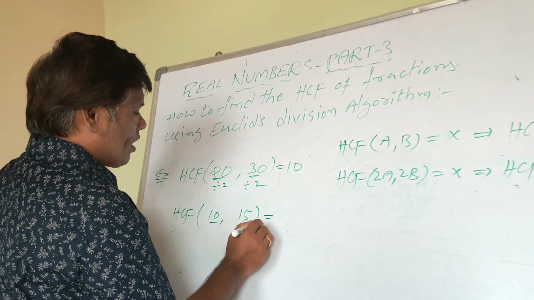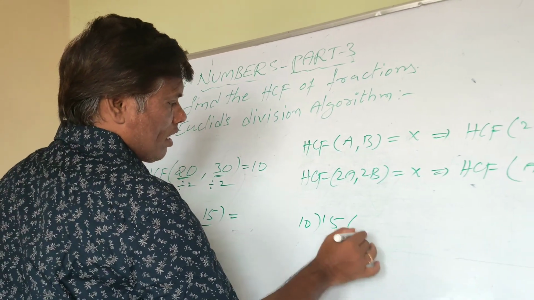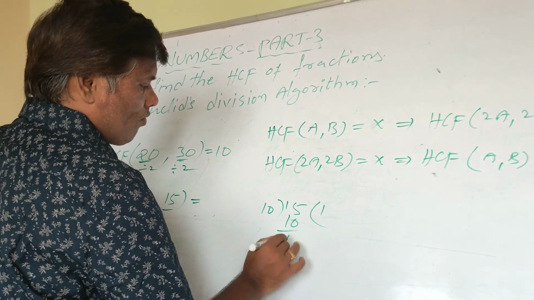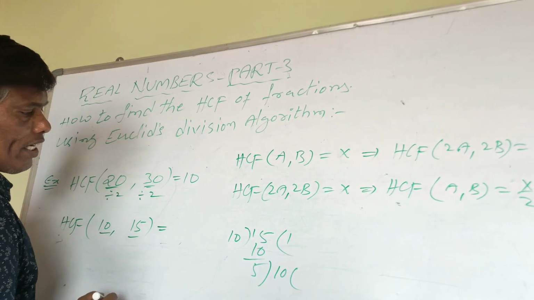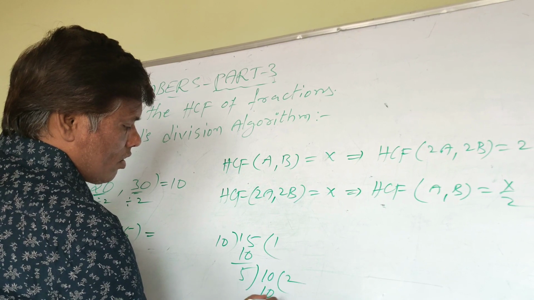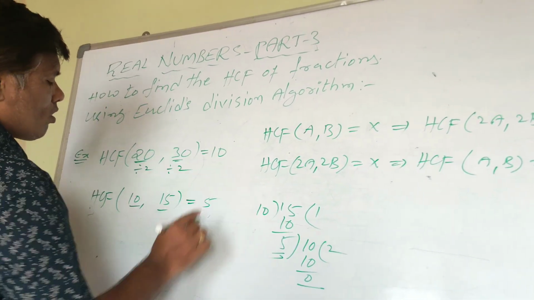So find the HCF of 10, 15. Divide the larger number 15 by the smaller number 10. 10 ones are 10. So 5 is the remainder. Then you write the 10 here and divide. So 5 twos are 10. So 0 is the remainder. We got the remainder 0, which means the divisor is the HCF. So HCF is equal to 5.